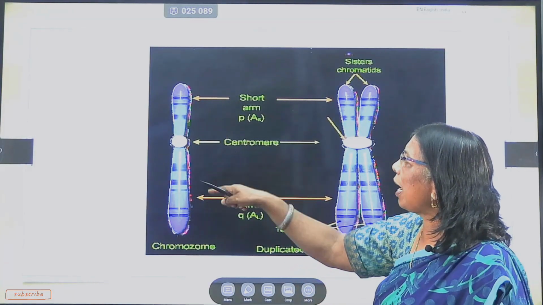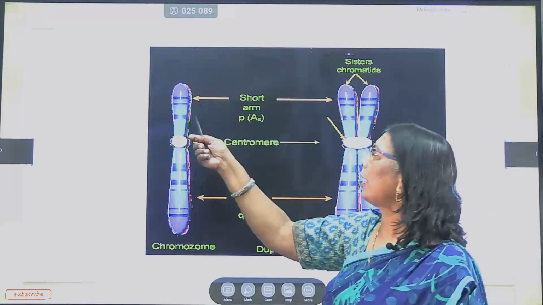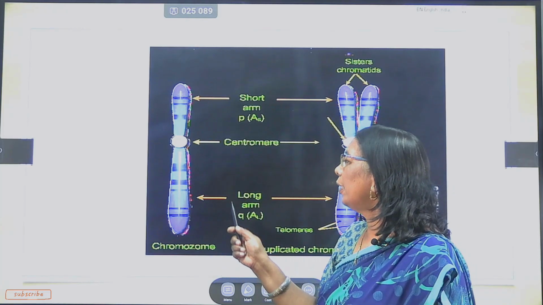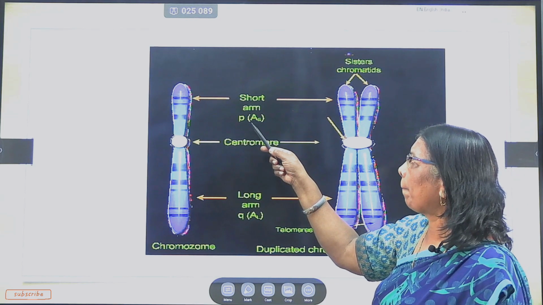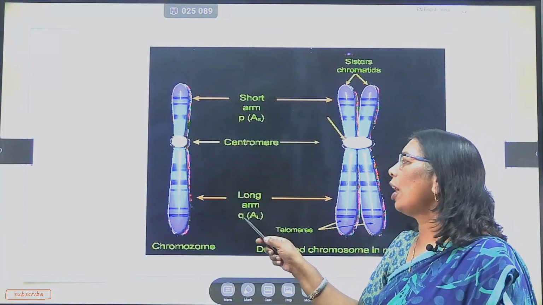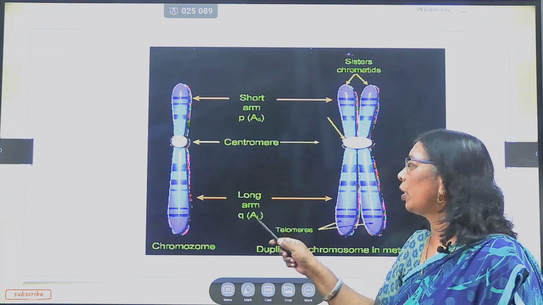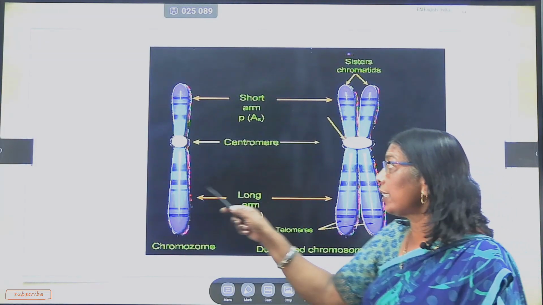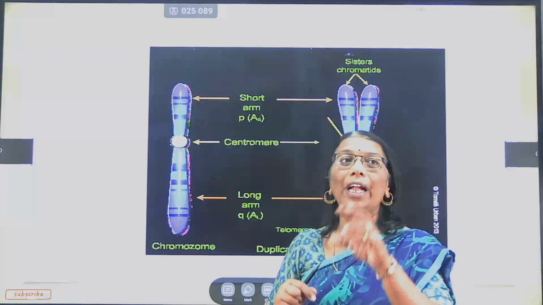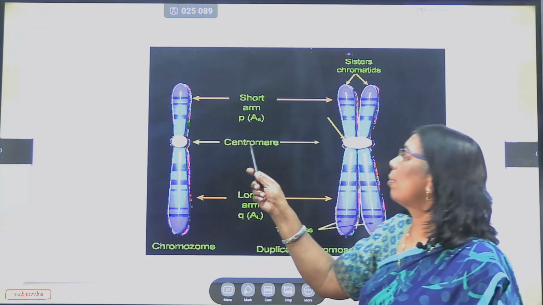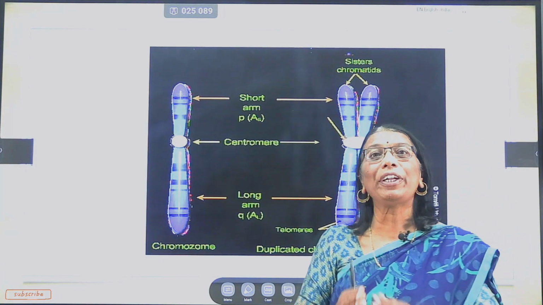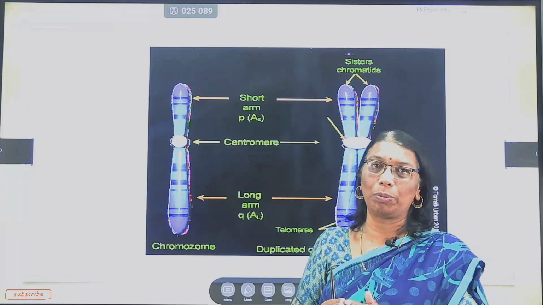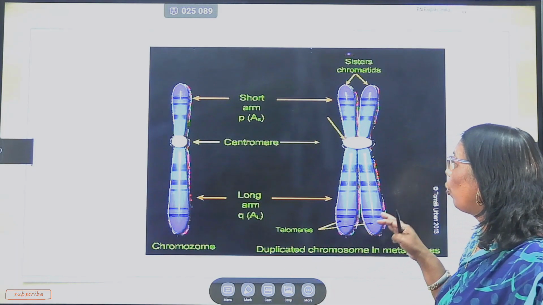These are two arms, one termed the short arm and the other the long arm. The short arm is labeled with a small letter p, while the long arm is labeled with a small letter q. These two arms are joined at a point, and that point is termed the centromere.